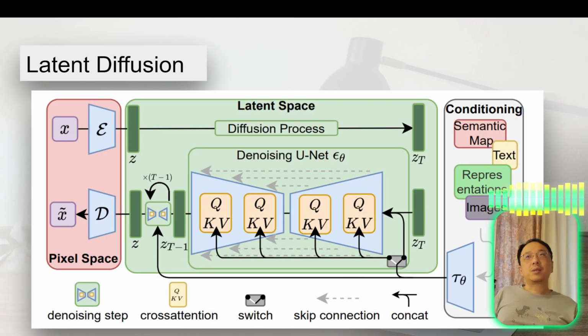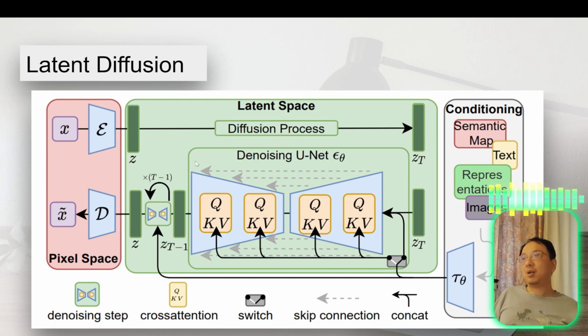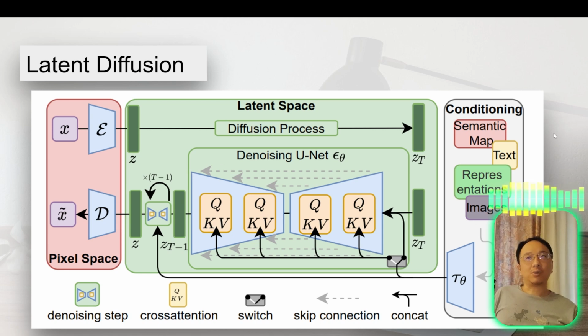Okay, so next we wish to discuss latent diffusion models. You can see on the screen an illustration of the architecture of latent diffusion models. Latent diffusion models were also proposed by the CompVis group, the same team that brought us VQGAN and Stable Diffusion.